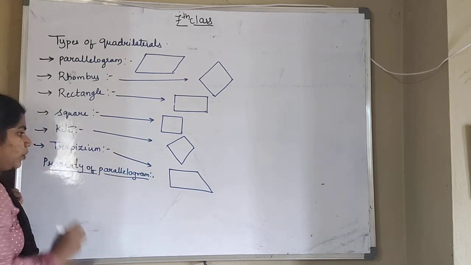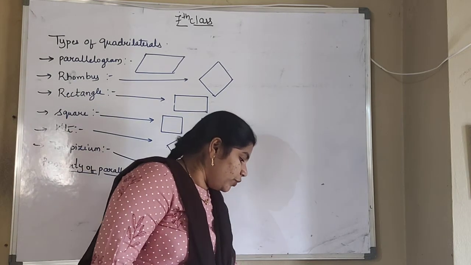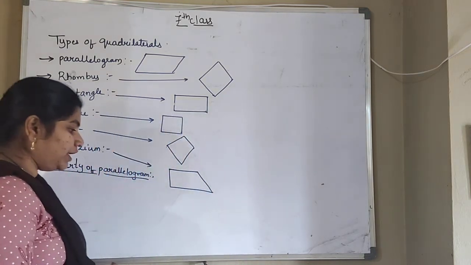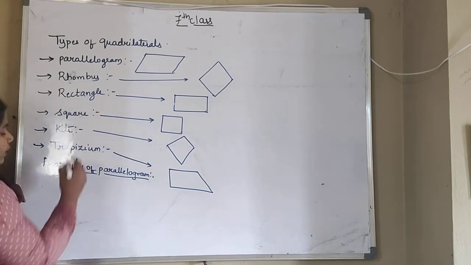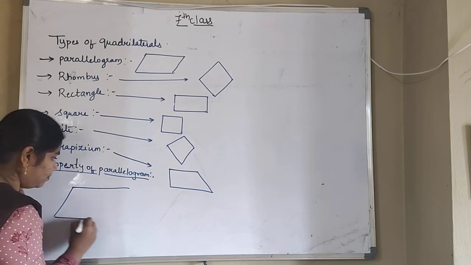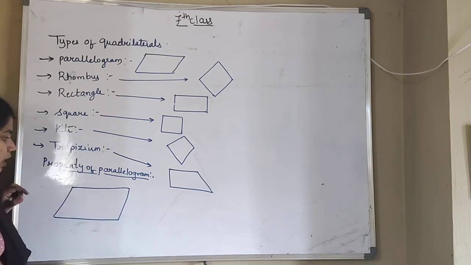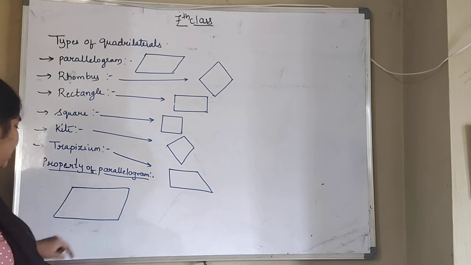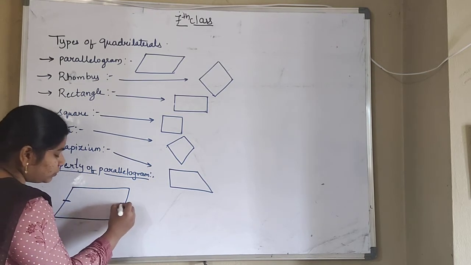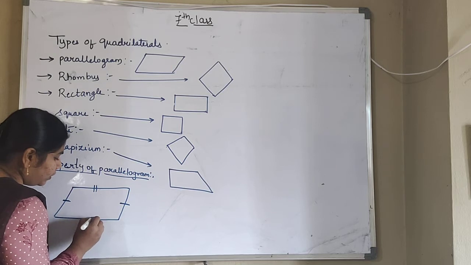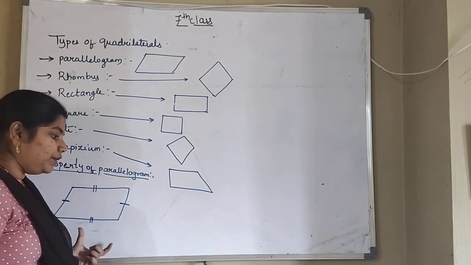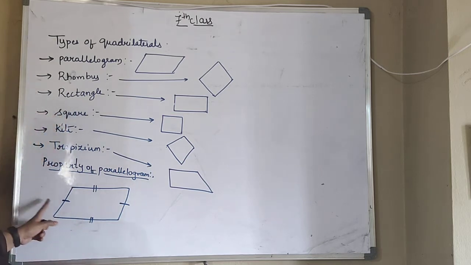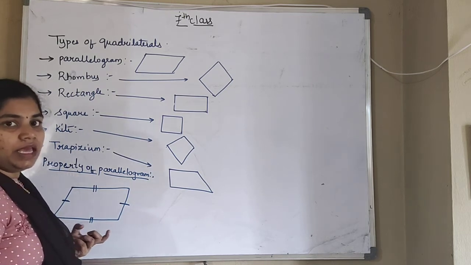So first we are learning about the properties of parallelogram. So what are the properties of parallelogram? A quadrilateral with both pairs of opposite sides parallel. So what is the figure here? This is a parallelogram. And in this, both pairs of opposite sides will be equal. So this pair will be equal to this pair, and this line segment will be equal to this line segment. A quadrilateral with both pairs of opposite sides equal, we will call it a parallelogram.